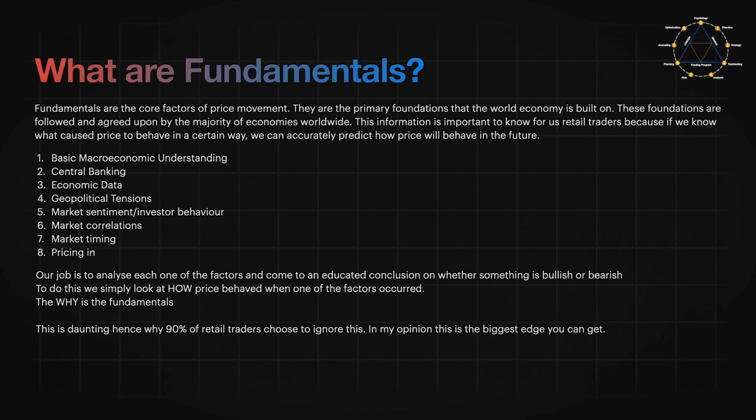After this, we have economic data. This is essentially the health of the economy, and this would include stuff like PMI, retail, GDP, NFP, jobs reports. After this, we have geopolitical tensions. This would include physical war, like the war in Russia and Ukraine. This would include Brexit. This would include stuff like the US and China trade wars.